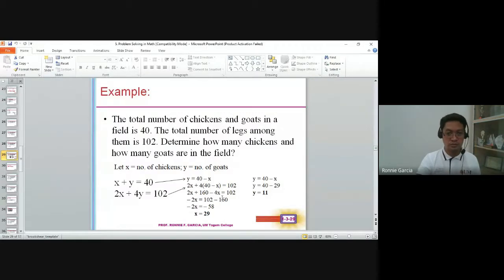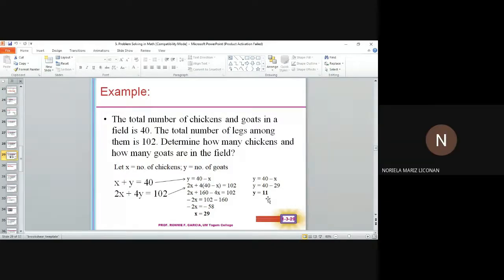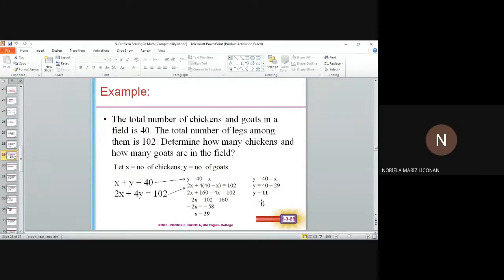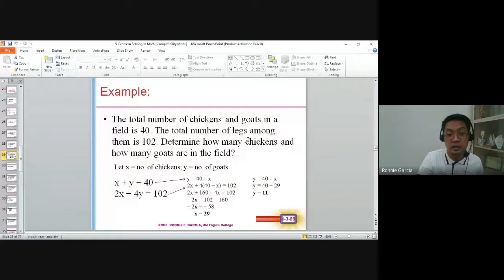Karon i-check nato. We will have step number 4, look back and check. Kung 29 ka buok chicken, duha man ang legs sa chicken, di ba? 29 times 2. 58. Very good, 58. Kung 11 ka goats, 11 times 4 ka legs sa goats. So 11 times 4, pila ka buok legs sa goats? 44. So what is 58 plus 44? 102. Di ba nakuha nato ang gisulti sa problem nga 102 lang dapat ang total.